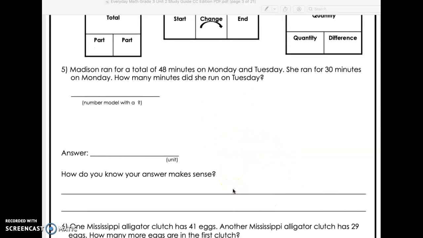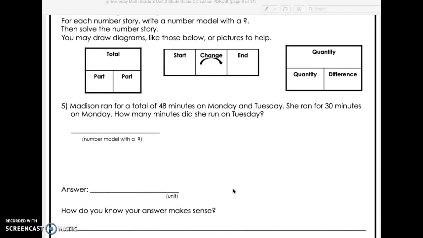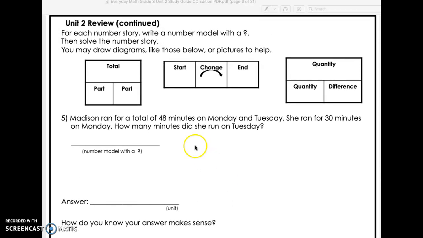Okay? The next one is, how do you know your answer makes sense? We've been talking about this in class. If the total is 48 minutes for both of them, if your answer was bigger than 48 minutes, that would not make sense. You know that you add Monday and Tuesday together to get 48.